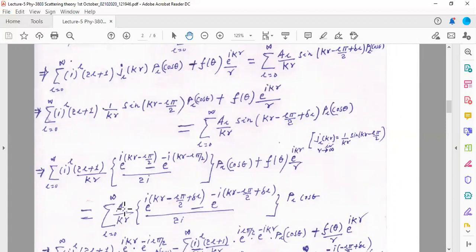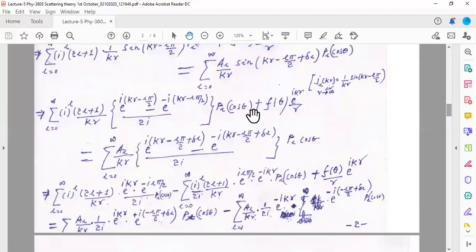A_l is the amplitude that you know. And now this sine theta. So e to the power of i theta, where theta is kr minus l pi by 2, minus e to the power of minus i theta. So theta is this kr minus l pi by 2. I am keeping this divided by 2i, P_l cos theta. So this is the equation.